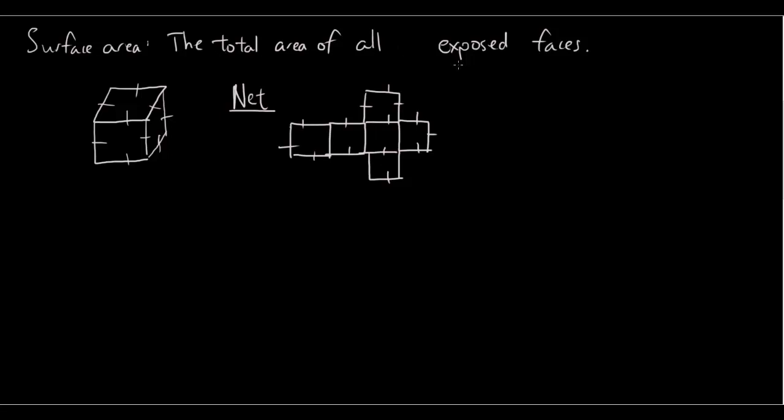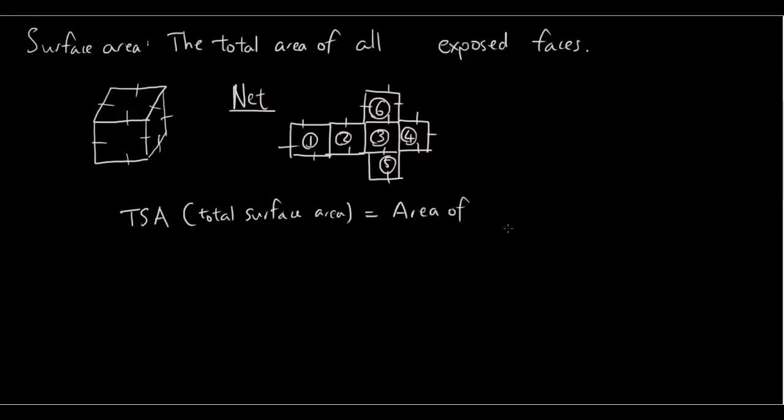So the total area of all exposed faces. Basically we want to add together all of these areas. Let's call them areas 1, 2, 3, 4, 5, 6. Alright, so the total surface area, which we're going to call TSA, total surface area, is going to be area of 1 plus 2 plus 3 plus 4 plus 5 plus 6.